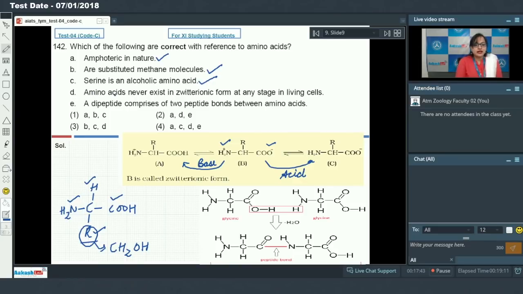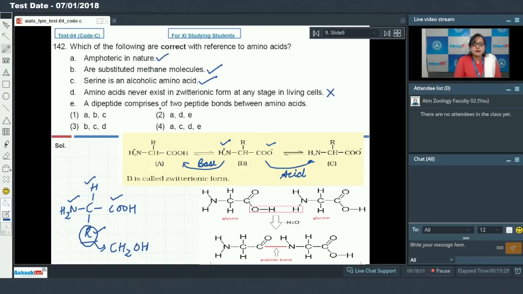Option D, that is amino acid never exists in zwitter ion form at any stage in living cell. This statement is incorrect regarding amino acid, because amino acid at a particular pH exists in zwitter ion form. So option D is incorrect regarding amino acid.